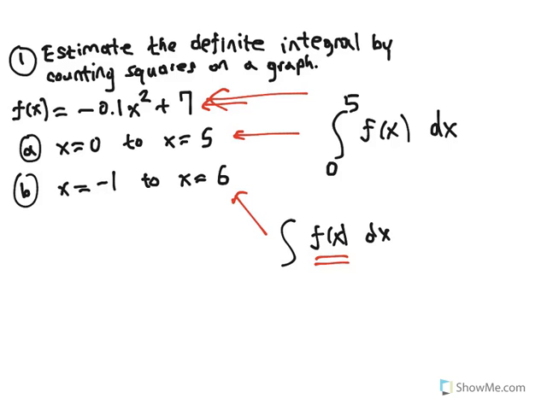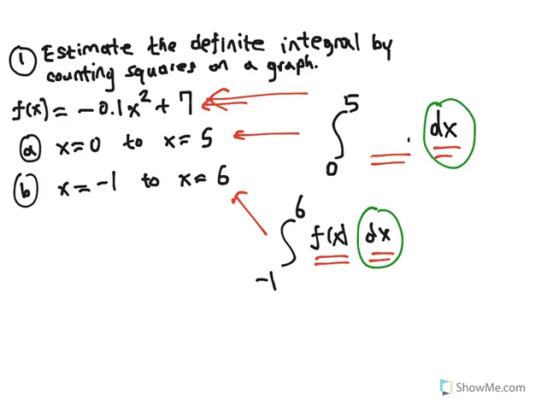Again, the definite integral is a product. You want to understand that the definite integral is a product. So it is important that you write that dx to signify that what you have is a product. And in part B, we have the definite integral of f of x with respect to x from x is equal to -1, which is the lower limit of integration, to x is equal to 6, which is the upper limit of integration. And of course, for each of these, I can replace f of x with what I know f of x to be.